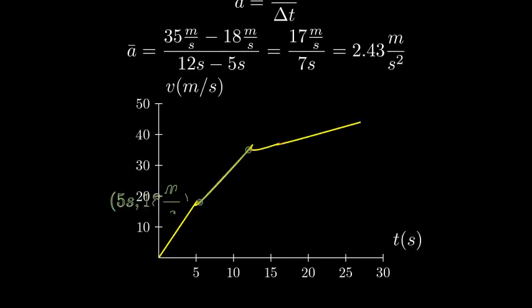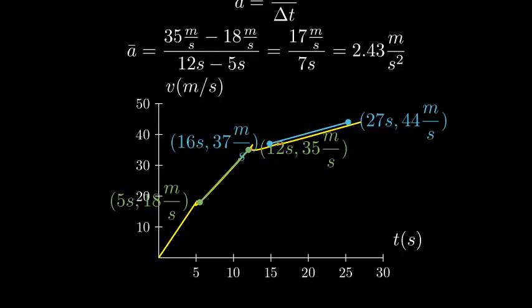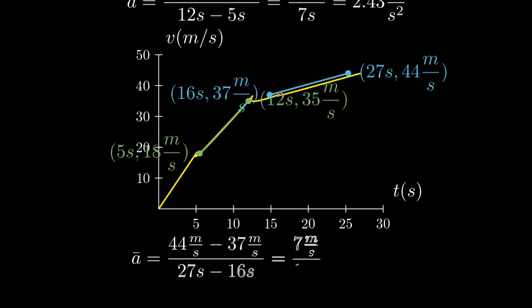Now, let's find the average acceleration in fourth gear. Fourth gear starts at 16 seconds and 37 meters per second and ends at 27 seconds and 44 meters per second. Using the same formula, we get 7 meters per second divided by 11 seconds, which equals 0.64 meters per second squared.